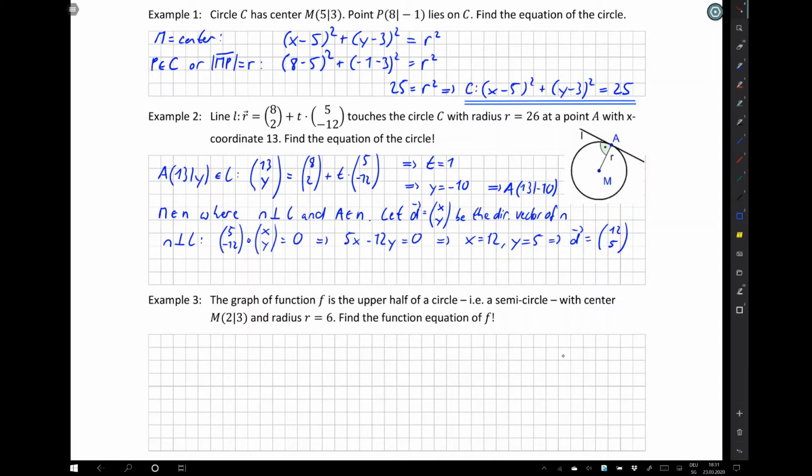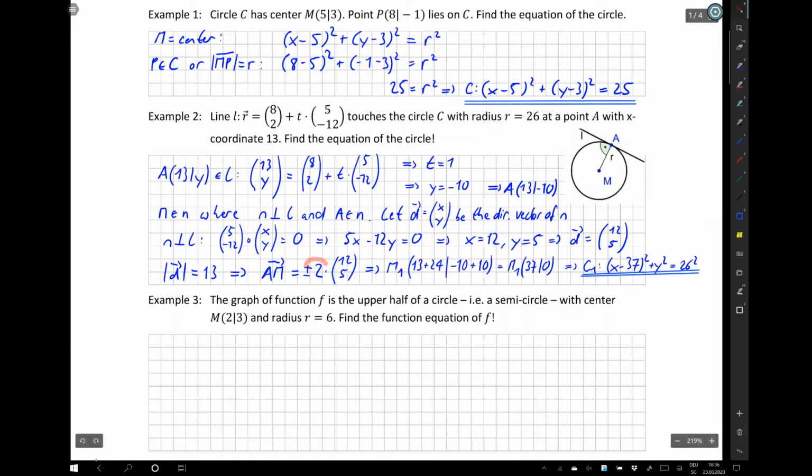and the direction vector of the normal line is (12, 5). The length of this direction vector is 13, and we want this distance to be 26, so we have to use twice this direction vector. And it can be plus or minus 2 times the direction vector. So we get two solutions, one for plus 2, so 13 plus 2 times 12, that is 24, and minus 10 plus 2 times 5. We get this point, the central point, and hence we get this circle. When we use minus 2, we get the result down here.